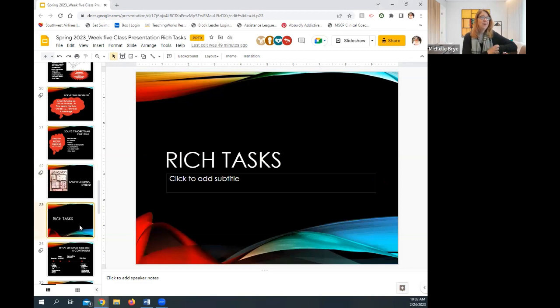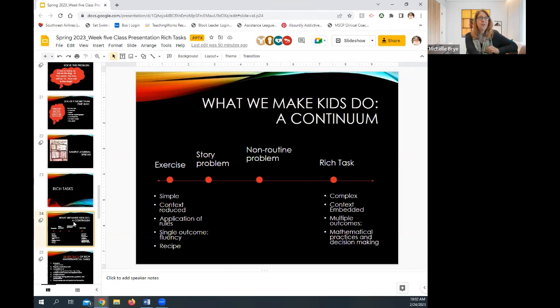All right. So what we're going to do is really look at rich tasks now, right? We've talked about exercises, which are like those pages of worksheets. And then we've looked at problems, which you had to engage with and think about how to solve them in different ways, even though they were still arriving at the same answer. And then there's something called rich tasks. So what we make kids do kind of falls on a continuum. We start with an exercise, a simple problem. Many times we take away the context.